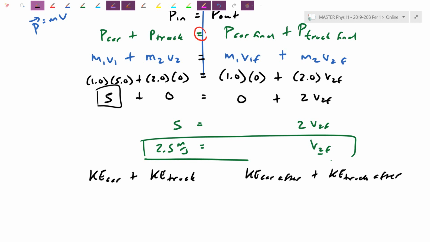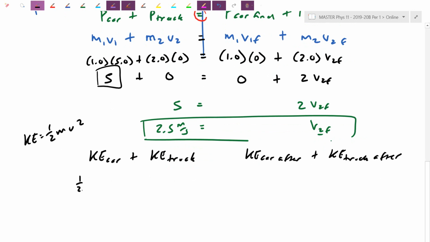Let's just play around with the formulas. Kinetic energy, I just gave you the formula, is 1/2 mv squared. So I'm just going to punch our way through. With our 1/2 mv squared for the car, 1/2, the mass was 1, the speed was 5 squared. That's the kinetic energy of the car.